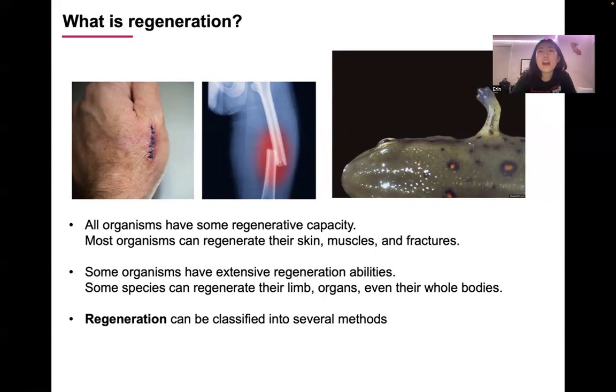The organisms that do regenerate, which is almost all organisms, regenerate their skin, muscles, and fractures. Among these organisms, there are some that have extensive abilities to regenerate. These organisms can regenerate their limbs, organs, and can even regenerate their whole bodies, which is really impressive because we can't regenerate our whole bodies.